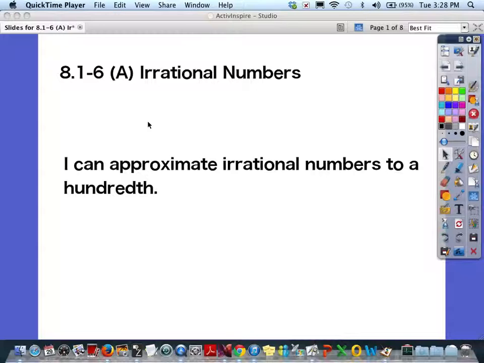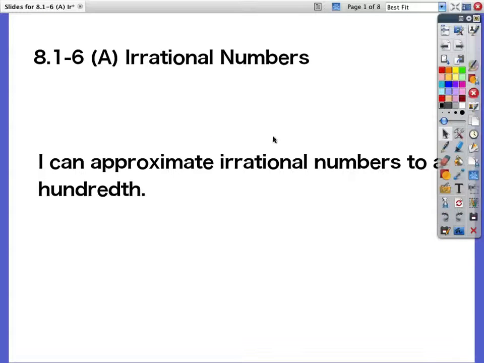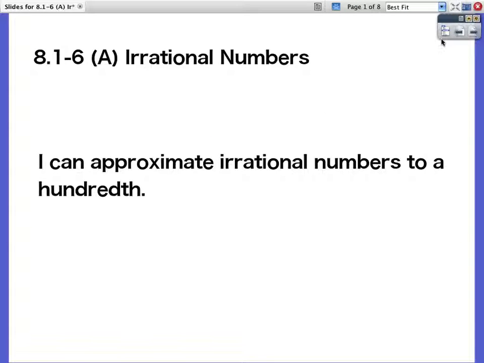People crazy because they're not rational. And your I can statement is to make some sense of these numbers, to approximate these numbers to a hundredth. We're going to talk really quick about what irrational numbers are, just a quick review, and then we're going to go into how to approximate them. Real quick though, this word approximate, that means to get close to the value of.